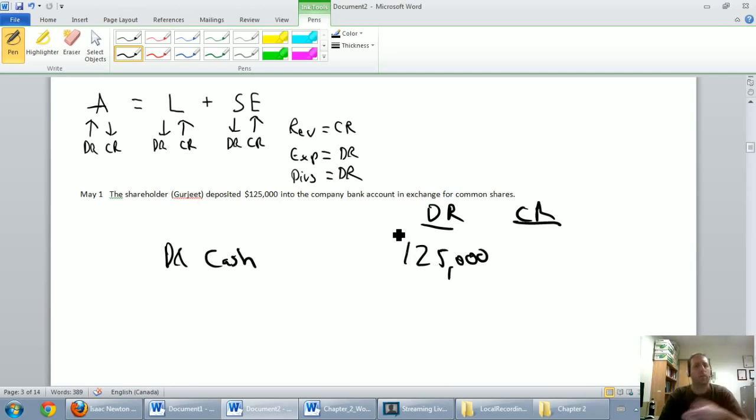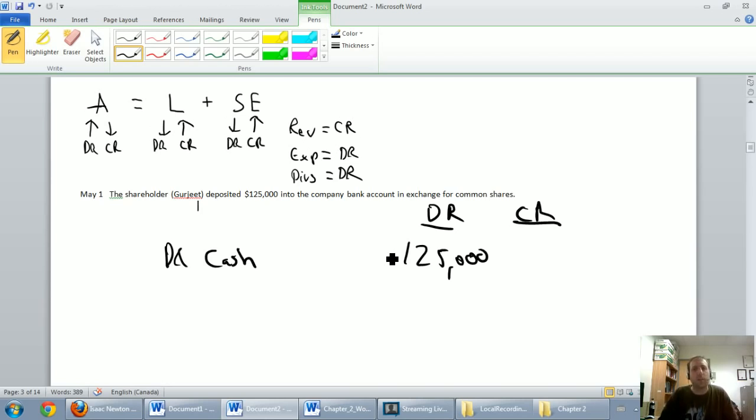The company got 125 grand in cash, but we're not done a journal entry. Remember, a journal entry has to have at least two pieces, if not more, but at least two. So we got to think, well, what's the other piece of this puzzle? What's the other part of this? The shareholder deposits 125 grand into the company bank account in exchange for common shares. Aha. She didn't give us the 125 grand out of the goodness of her heart. She wanted to buy into the company. She wanted a piece of the pie. Her equity had to have gone up here, right?